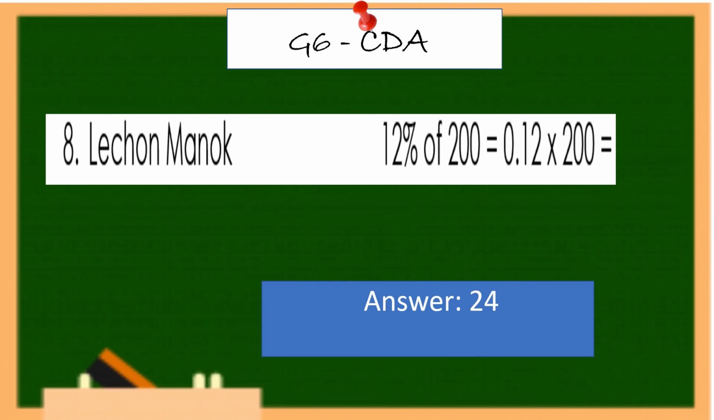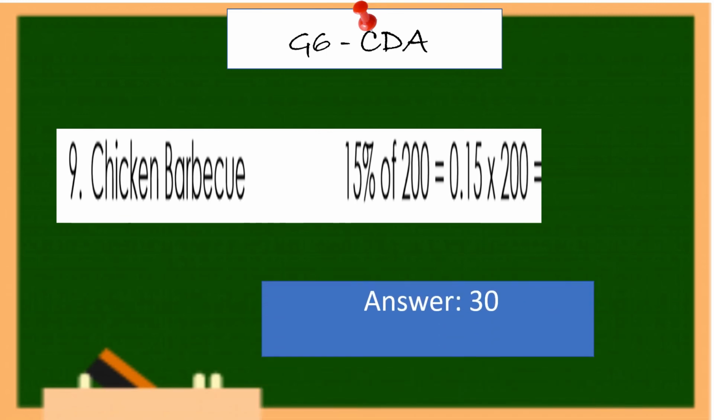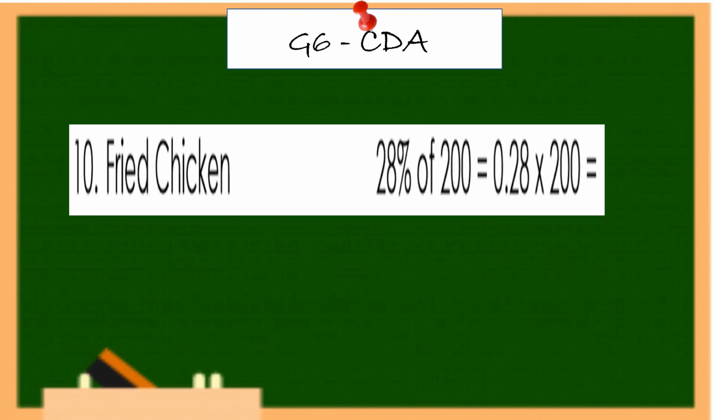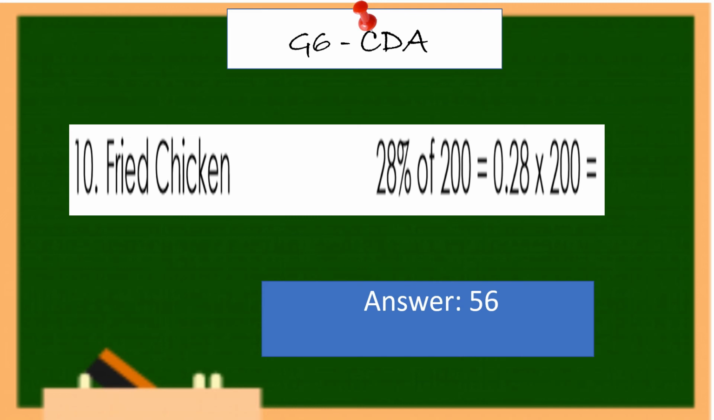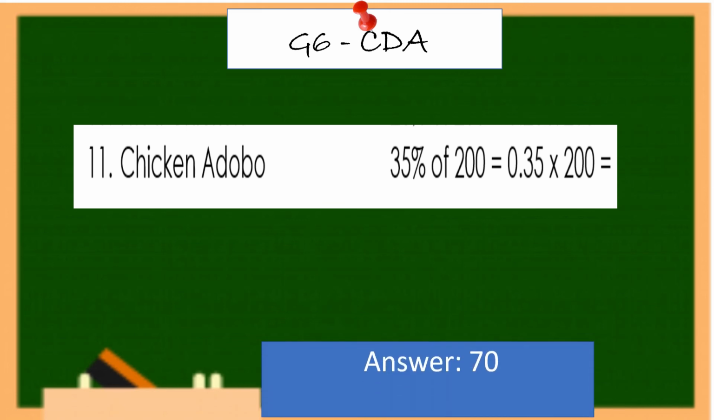Yes, 24. How about chicken barbecue? 15% of 200 equals 0.15 times 200. You're right, 30. Fried chicken, 28% of 200 equals 0.28 times 200. Answer please. 56. Yes. Number 11. Chicken adobo, 35% of 200 equals 0.35 times 200. Answer? 70.